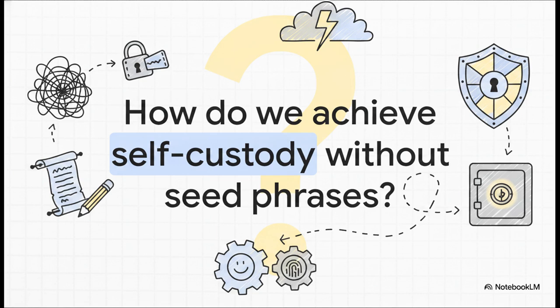Because this question right here, this is the ultimate Web3 dilemma. For years, developers have been totally trapped in this impossible balancing act. On one side, you have onboarding friction, right? Making users write down 24 complex words just to even try out an app. But then on the other side, you have security. You absolutely need to make sure nobody but the user can ever access their assets. So, how do we build a system that achieves true self-custody without punishing the user with a seed phrase?